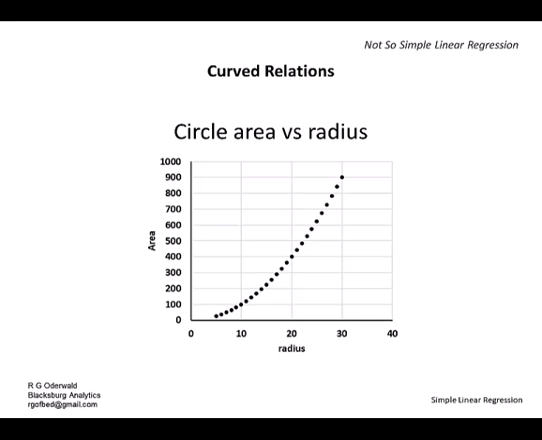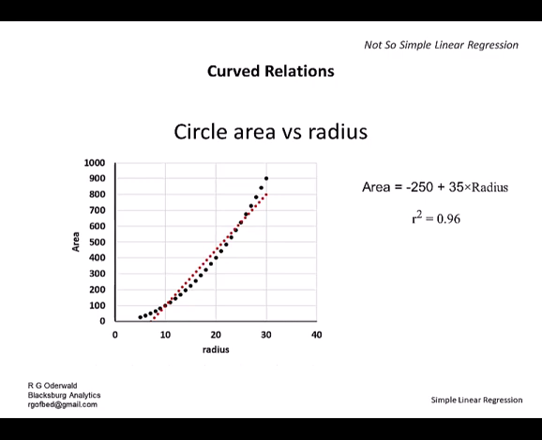For example, this graph shows the relation between circle area and circle radius. We know precisely the relation between area and radius, but we can't use simple linear regression to predict area from radius because the relation is curved. Fitting a simple linear regression with area and radius gives a straight line that's high in the middle and low on both ends. The R-square is high, but among other problems, the equation means that a circle of radius 0 has an area of minus 250.